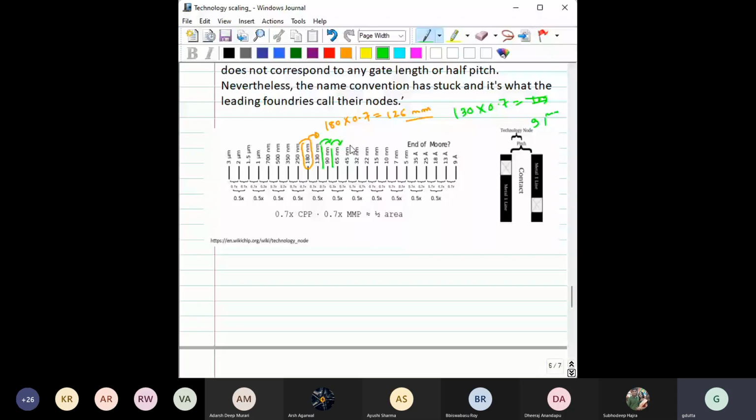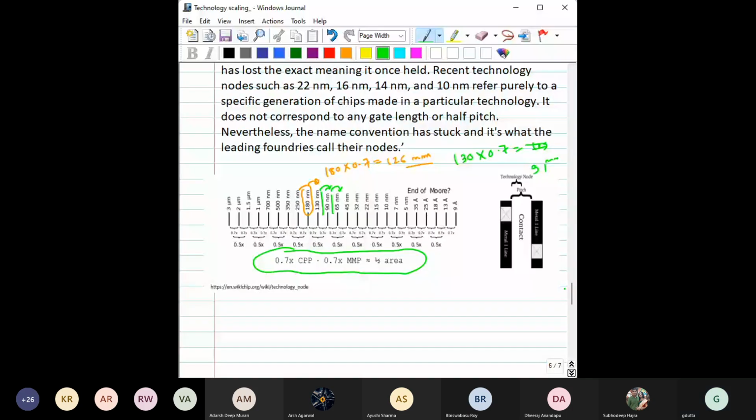Okay. Where is the difference and what do you mean by technology node? We will come a bit later on. But you have understood how the industry is following this rule. 0.7, 0.7, that makes the area half, and that means the device density increases in the next generation chip. Okay, so we'll come back to this slide after some time.